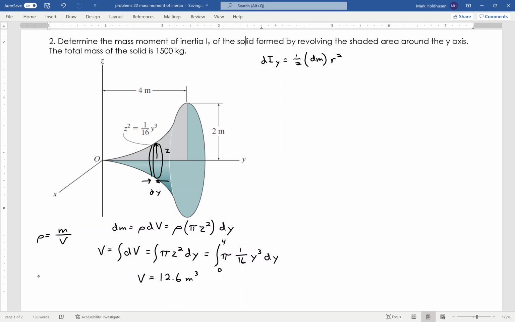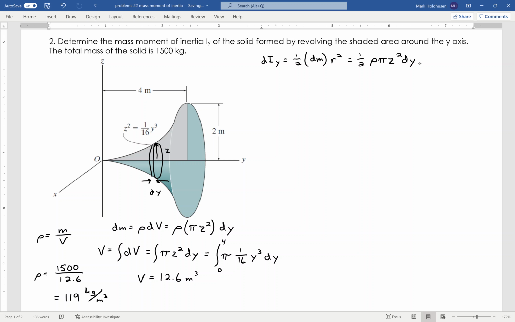So now I can find rho: 1,500 divided by 12.6, which equals 119, and that's going to be kilograms per cubic meter. So now I have rho for this solid, and I can plug in what I know. Go back to my dI equation, that's the moment of inertia for my thin disk. I'm going to plug in dm, and again, dm is going to be rho pi z squared dy.